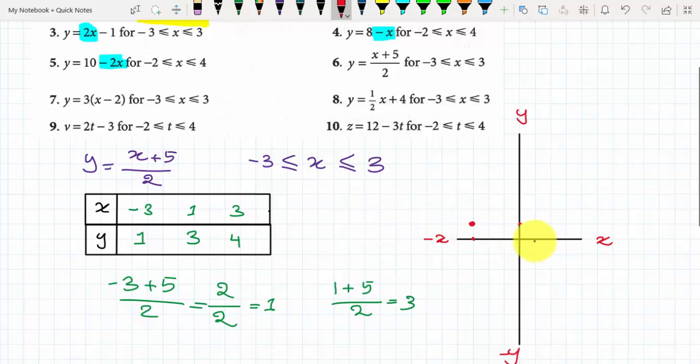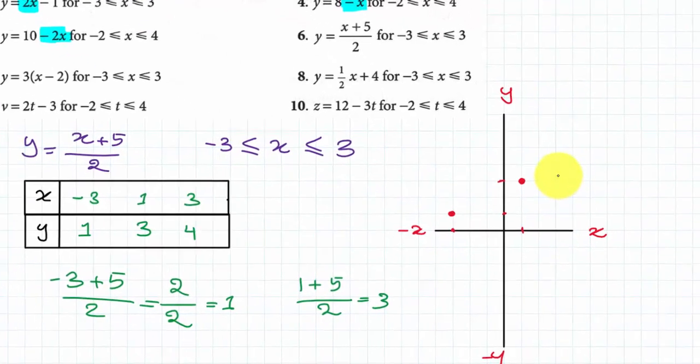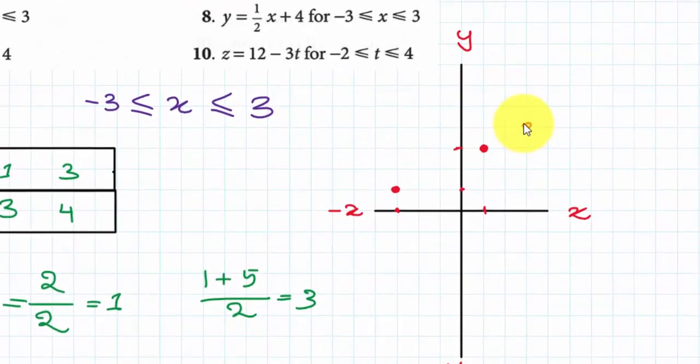1 and 3, 1 on x is here. 3 on y, 1, 2, 3 is here. Between them is the point 1, 3. And then we have 3, 4. 1, 2, 3, 4. This is 3, 4.